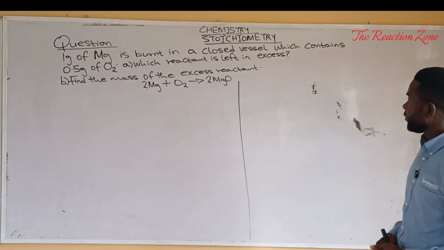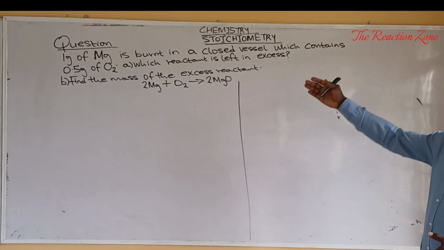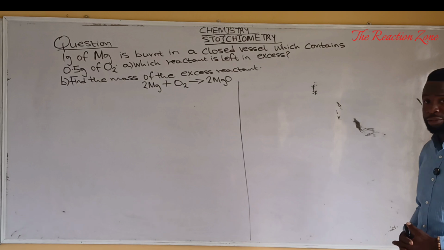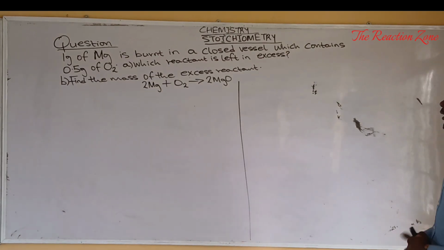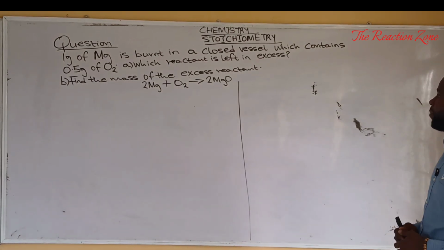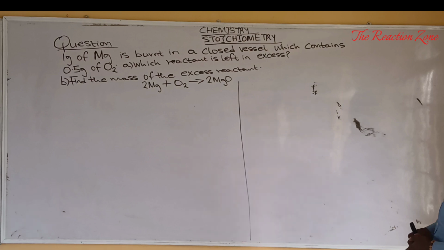In this lesson, we're going to solve a question on the board using stoichiometry. And the question is as follows. 1 gram of magnesium is burnt in a closed vessel which contains 0.5 grams of oxygen. Question A. Which reactant is left in excess? Question B. Find the mass of the excess reactant.